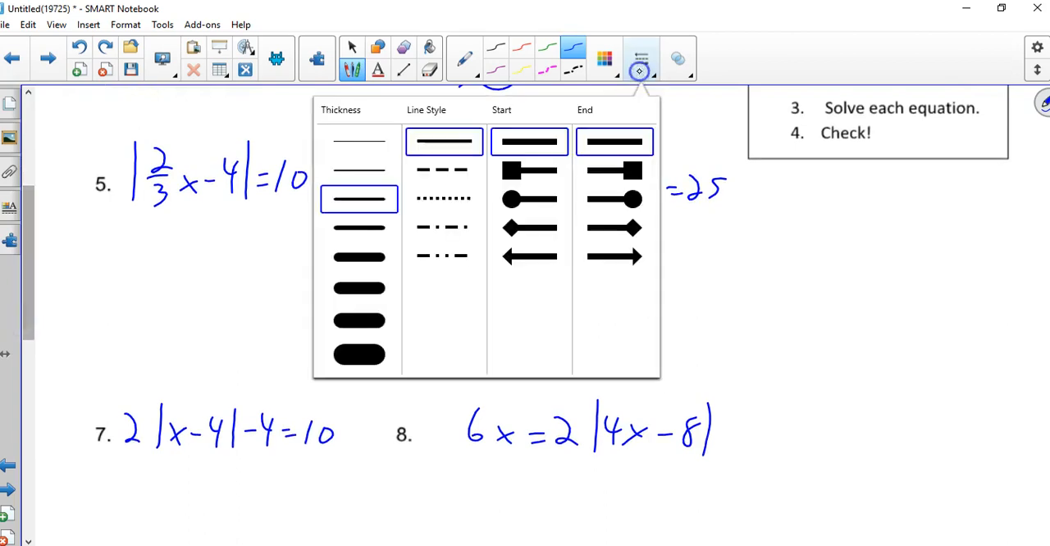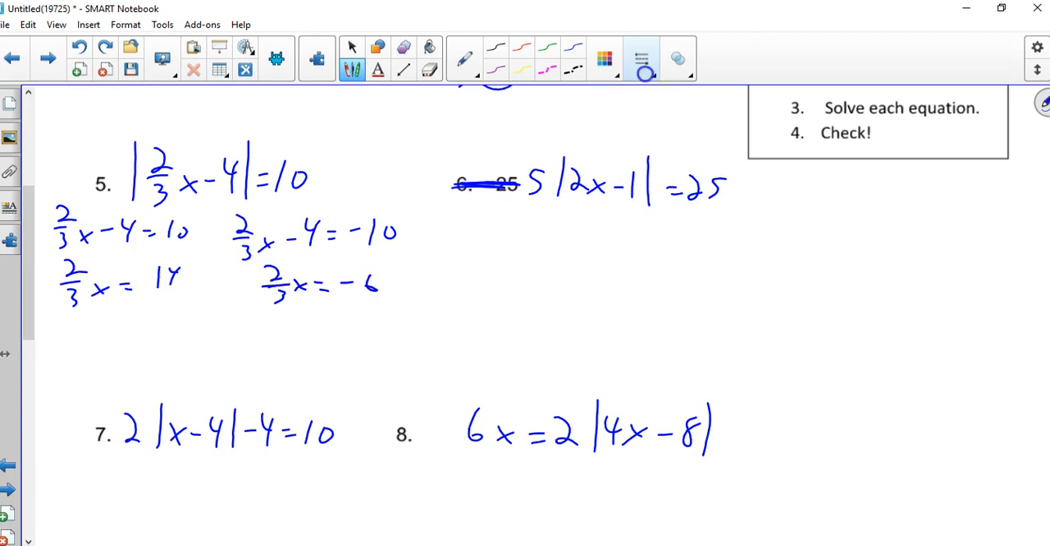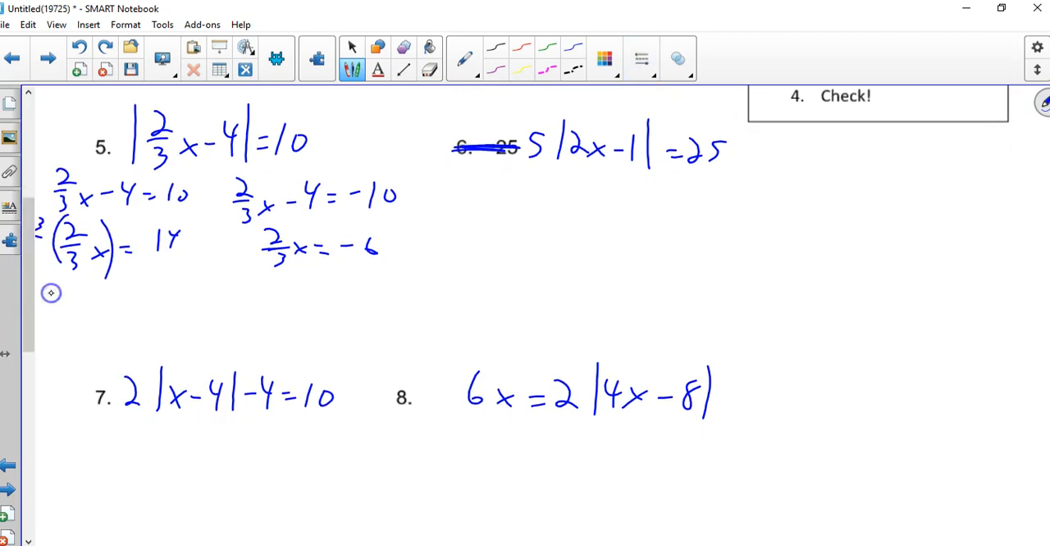Okay, number 5. It's by itself, so I do 2/3 x minus 4 equals 10, and 2/3 x minus 4 equals negative 10. Add 4 to both sides: 2/3 x equals 14. Add 4 to both sides, I get 2/3 x equals negative 6. Now, if you remember from algebra, to get rid of a fraction, we multiply by the reciprocal, 3 halves.